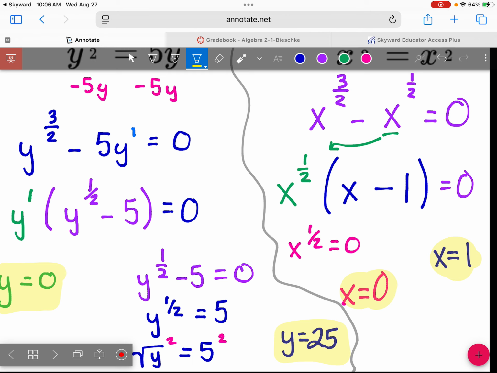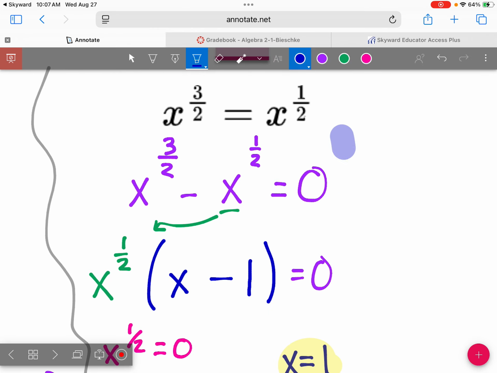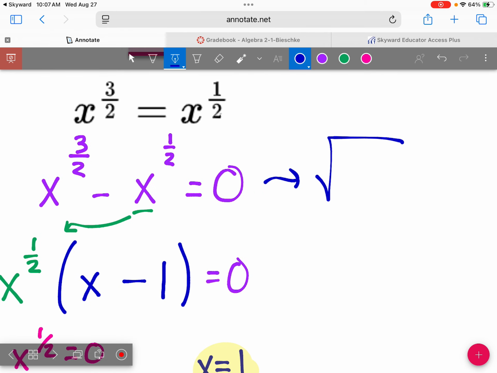Okay. Yes? Why can't you just subtract them? That's what we did here. Because they have different powers, it's like x squared and x. This is just x cubed minus x to the first, but they're both under square roots. I could rewrite this line as the square root of x to the third minus the square root of x. I can't combine those together.